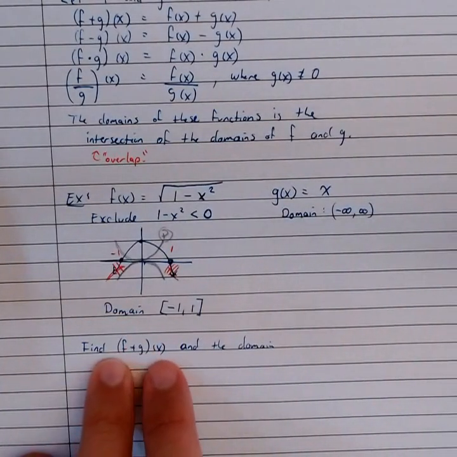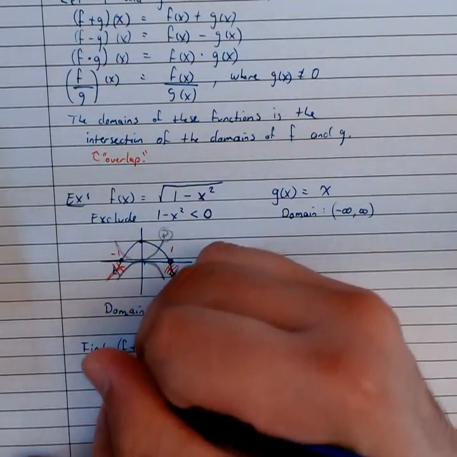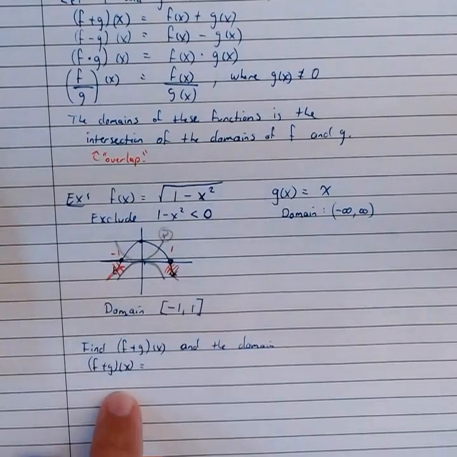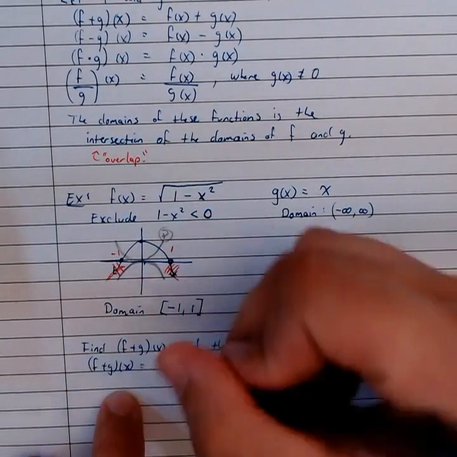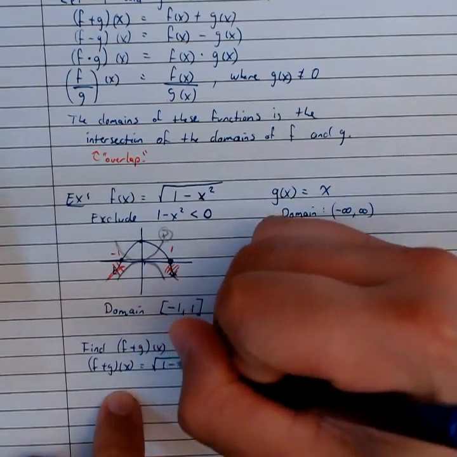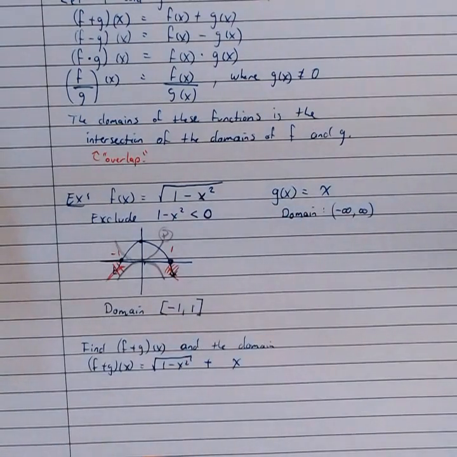All right, so f plus g of x. Remember, f plus g of x means you want to take your f of x and add your g of x. Okay, so there's your f of x, there's your g of x. Let's stick a plus sign in between them. There we go, all done.